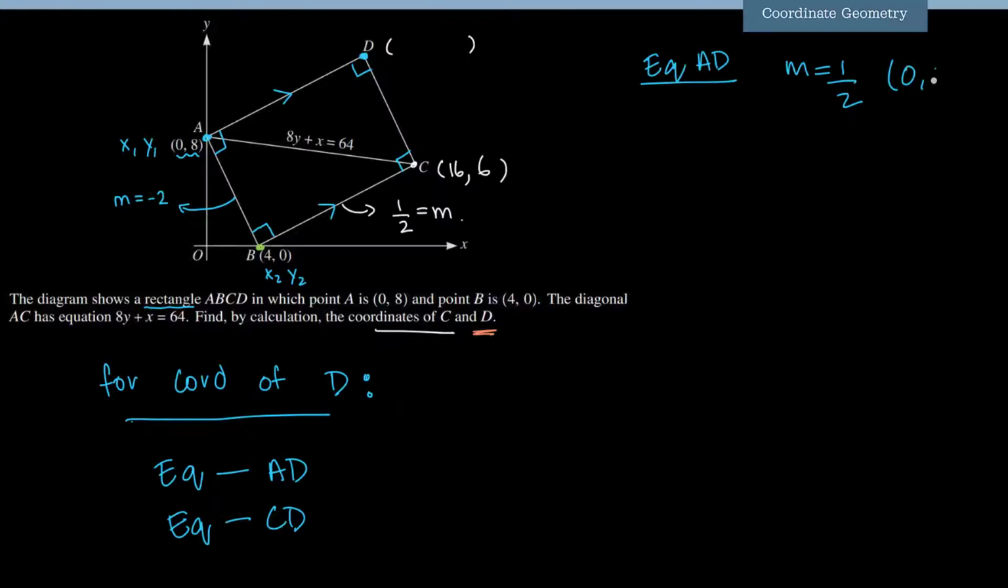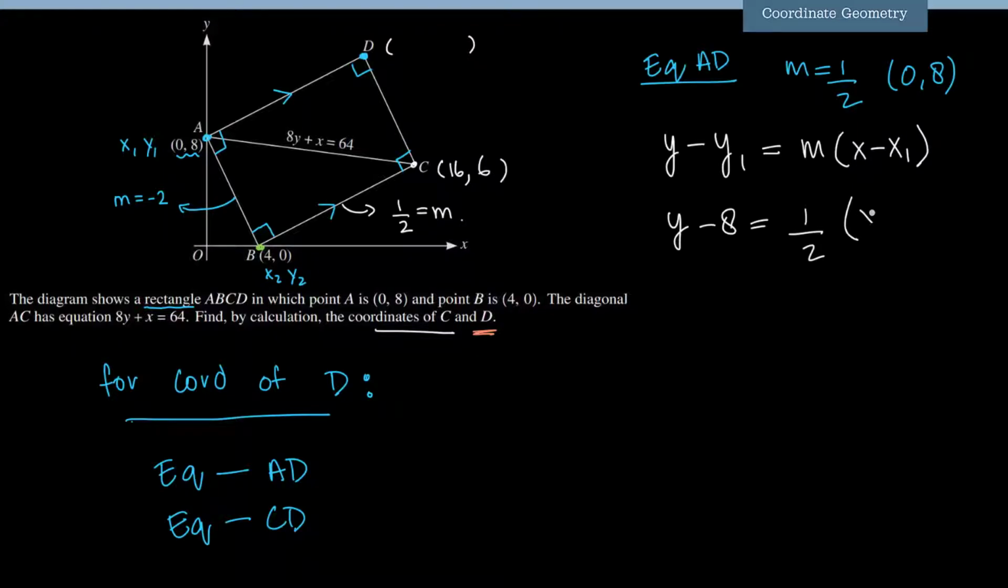I already know a point on this line, that is (0, 8), so I know the gradient and the point on the line, so I can move on to find the equation. The formula of the equation is y minus y1 is equal to m times x minus x1. The y coordinate is 8, so y minus 8 is equal to m, which is 1/2, times x minus x1, so x minus 0. This would be y is equal to 1/2x plus 8. This is the equation of line AD.